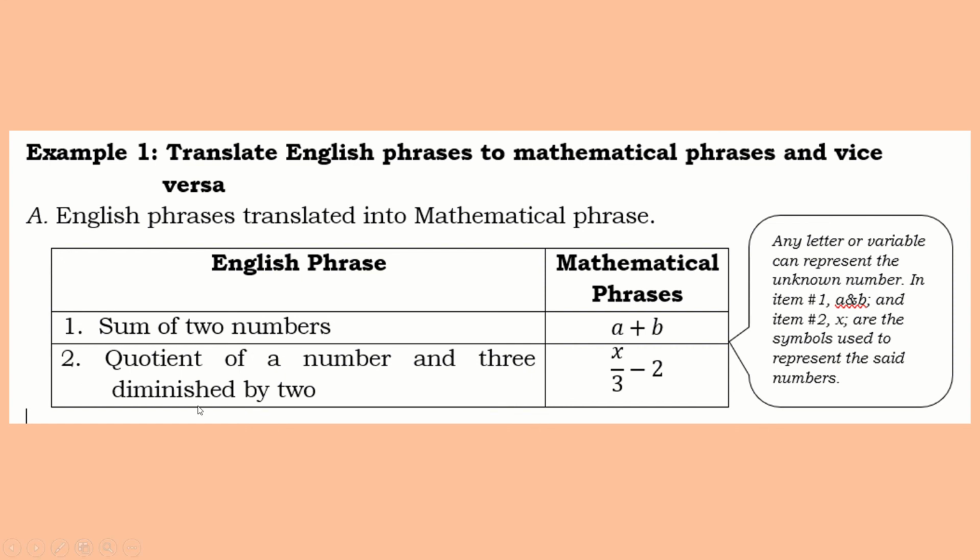When you say diminish, minus by 2. So we have here a number, quotient of a number, and the 3 minus 2. So that is how you translate English phrases into mathematical phrases. So we have here a plus b for the sum of two numbers and x over 3 minus 2 for the translation of quotient of a number and 3 diminished by 2.